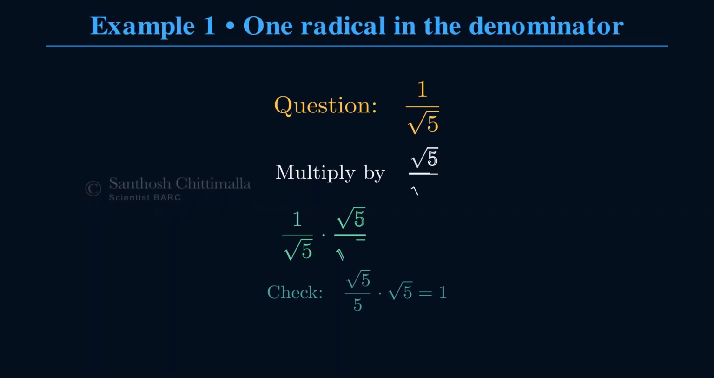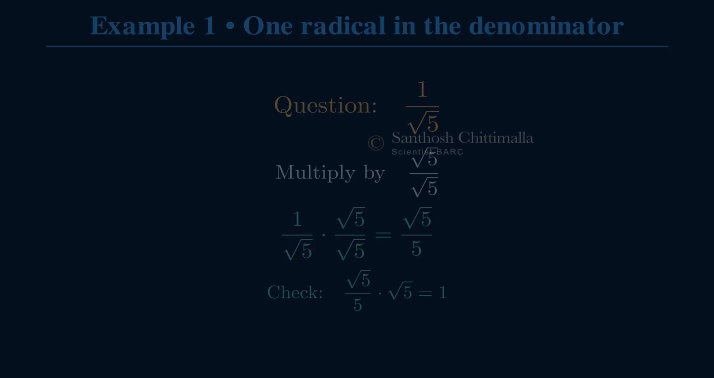Example 1. Rationalize 1 over square root of 5. Multiply the numerator and denominator by square root of 5. The numerator becomes square root of 5 and the denominator becomes 5. Therefore, the answer is square root of 5 over 5. A quick check shows that multiplying this answer by square root of 5 gives 1.